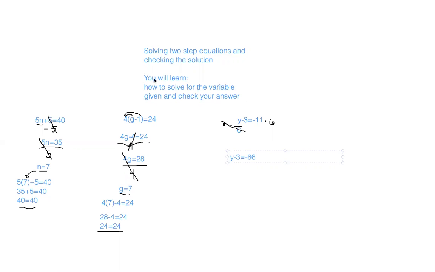Now this equation looks fairly simple, just like the other ones. All we have right here is y minus 3 equals negative 66. So all we have to do is add 3 to both sides. Once we add 3 to both sides, negative 3 plus 3 is 0, so those cancel out. We're left with y on the left side. y equals negative 66 plus 3. Negative 66 plus 3 is negative 63. Okay?